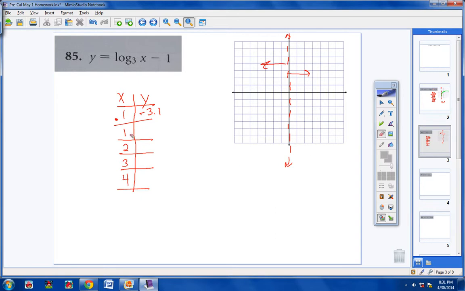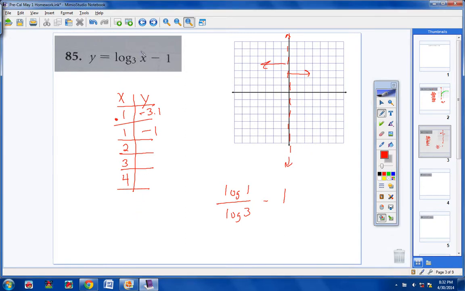Let's take a look now if we put 1 in for x. Okay, so we're putting a 1 right here for x. So what I would have would be log of 1 divided by log of 3, and then whatever you get, -1. Okay, so here we go. Log 1, enter, divided by log 3, enter, and then -1, enter, and you will get a -1.